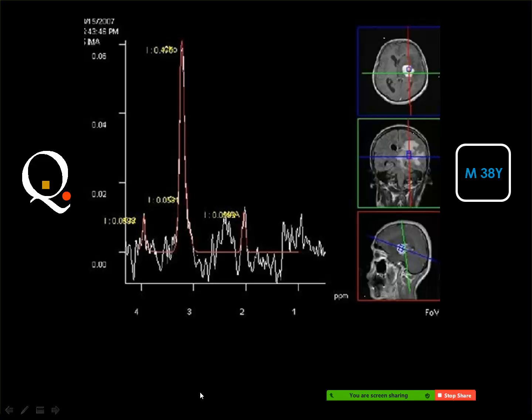Then I should remind you once more: if you are confronted by a spectroscopy, then go to the choline peak. This is not the enhancement of GPM.